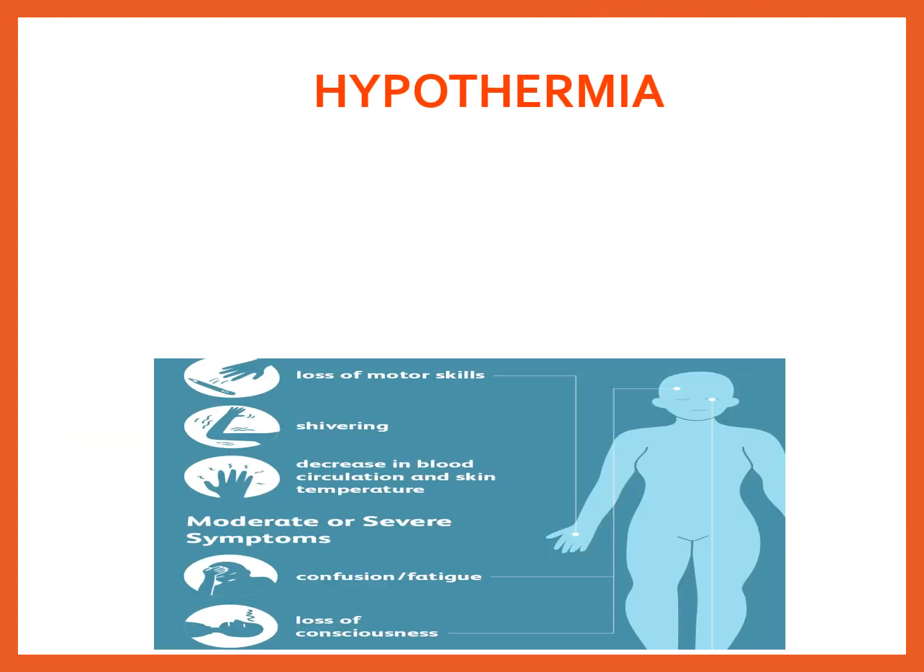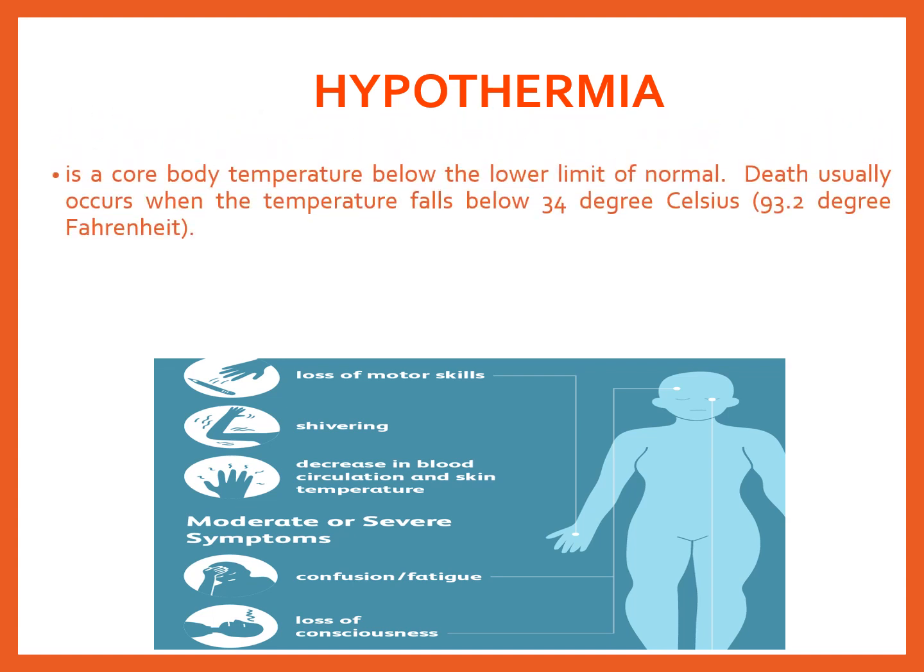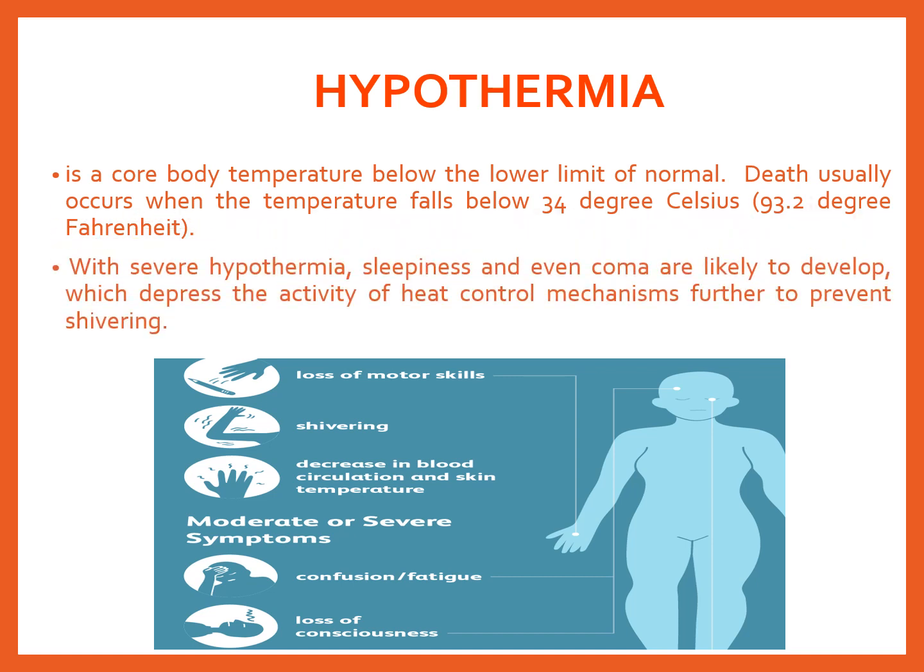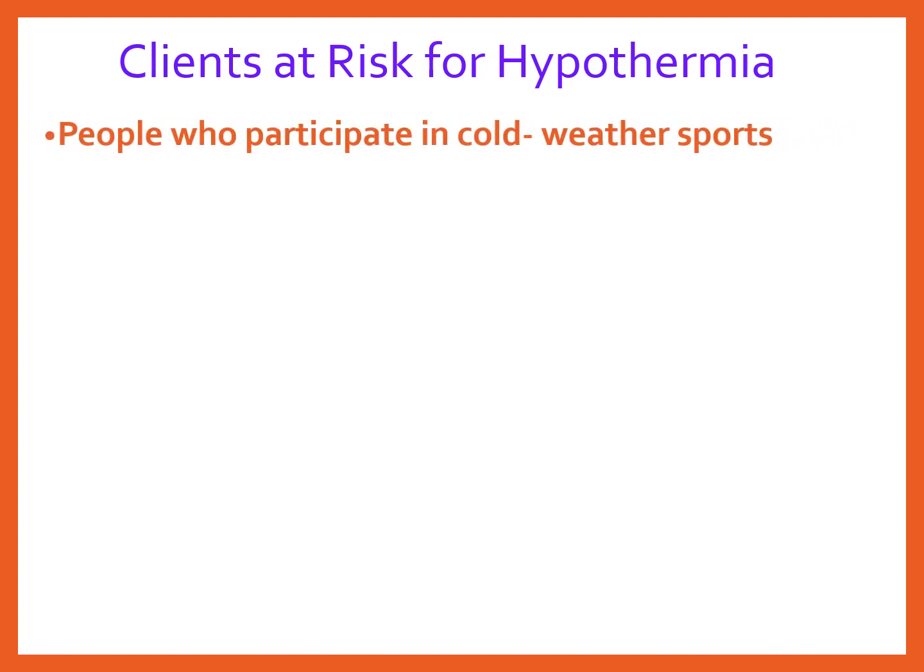So now we will talk more about hypothermia. Hypothermia is a core body temperature below the lower limit of normal. Death usually occurs when the temperature falls below 34 degrees Celsius or 93.2 degrees Fahrenheit. With severe hypothermia, sleepiness and even coma are likely to develop, which depresses the activity of the heat control mechanism further to prevent shivering. So who are the clients at risk for hypothermia?